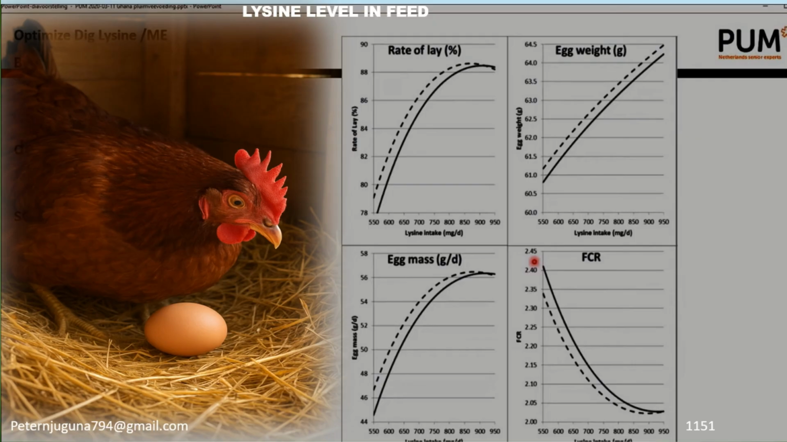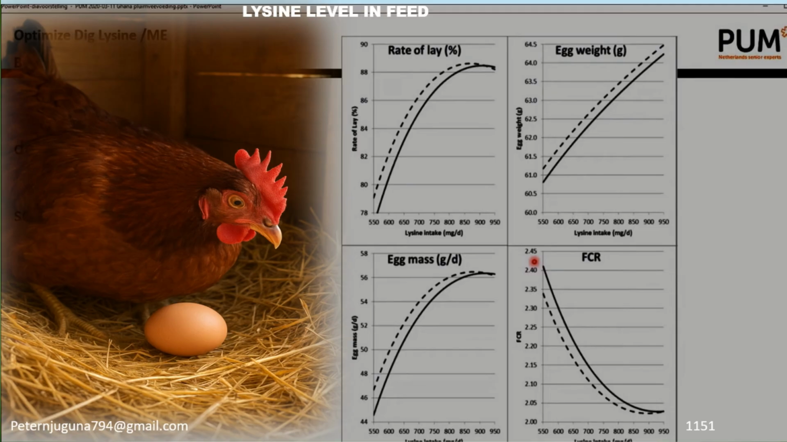You can take another example, and if you are feeding your poultry 800 milligrams per day, your rate of lay will be about 88%. So you can see that lysine is very important in the rate of lay. Graph number 2 is illustrating the egg weight. In the x-axis, we have the lysine intake, milligrams per day. In the y-axis, we have the egg weight in grams.